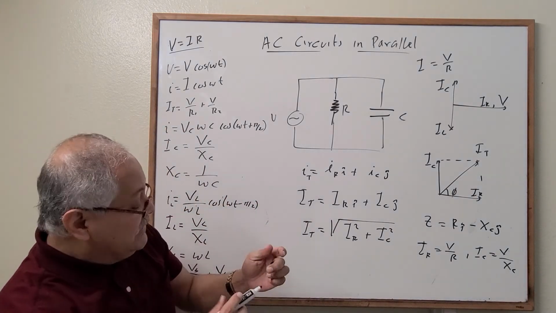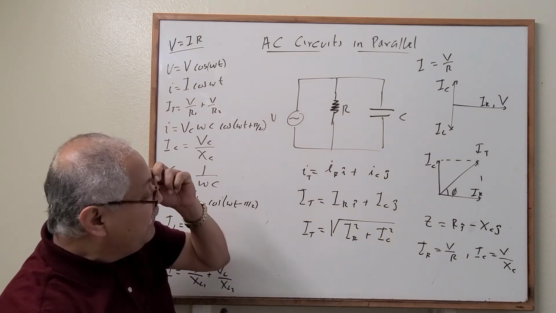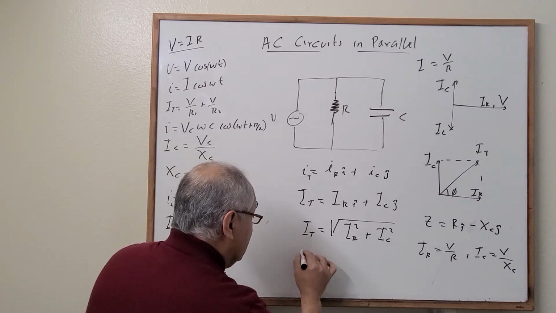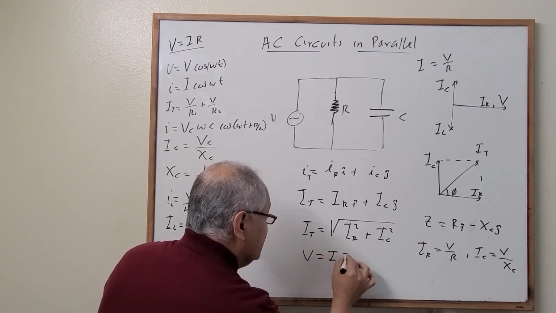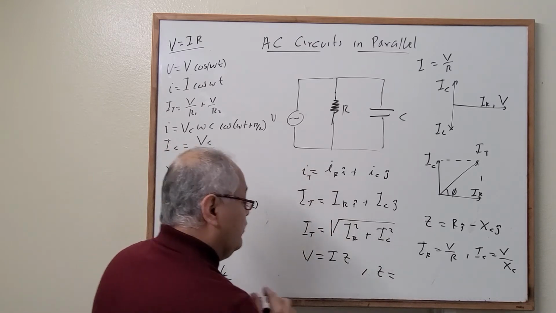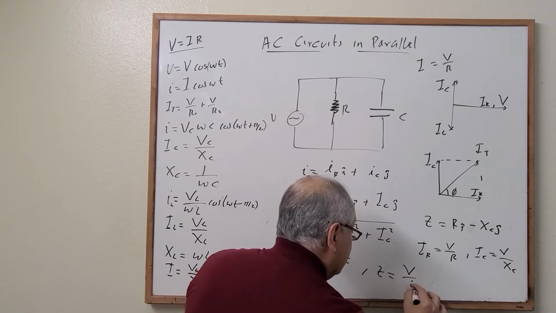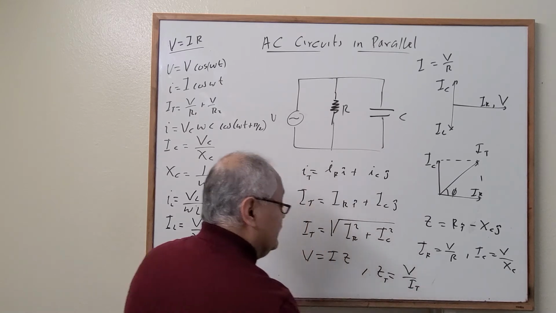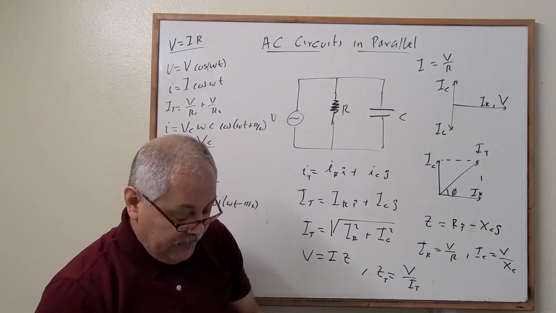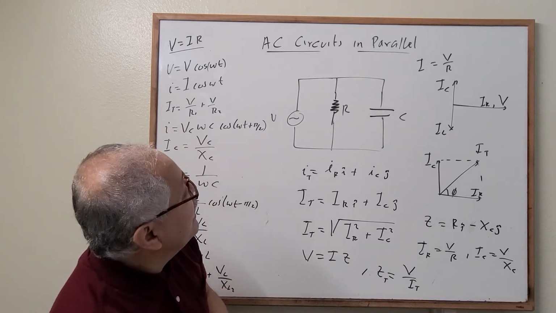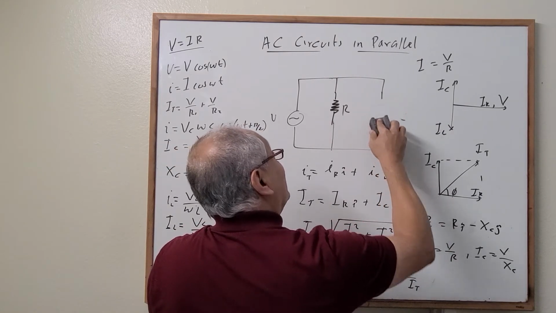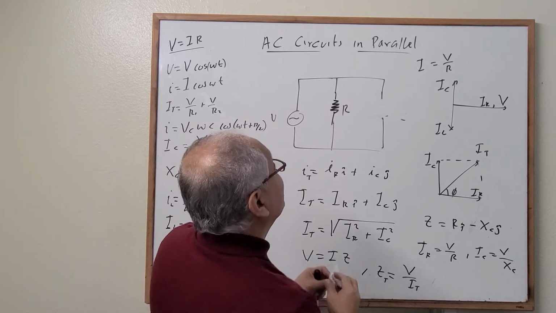Right? Perfect. Now what happens if we have, one more time, we use this relationship that V is equal to current times Z, and also we can find Z in this way. Z, the total Z, is equal to V over the total current. Right? This is the total impedance. We can find it also in that way. Great. Now let's go to the case when we have a resistor and an inductor. Okay, let's do it. Resistor and inductor.